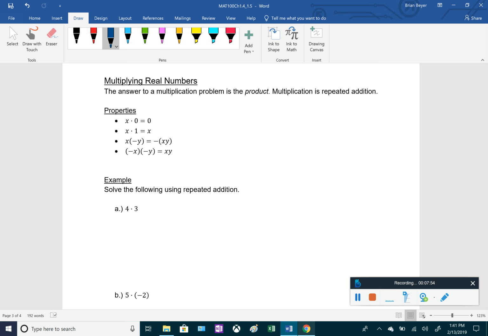Next, for multiplying, once again, we pretty much went over this, but we'll formally mention it. Recall that the answer to a multiplication problem is called the product. And multiplication is actually just repeated addition. I'll do that in the example in a second. Here are some important properties. The x and y just represent any number here. Anything times 0 will always be 0. Anything times 1 will always just be itself. X times negative y is the same as negative x times y. And a negative times a negative is a positive, so negative x times negative y is positive x times y.